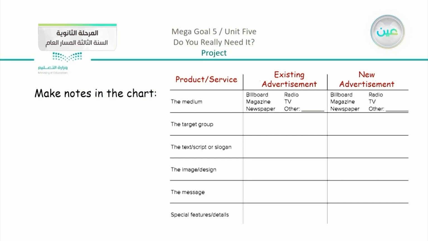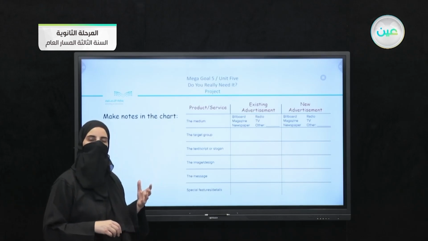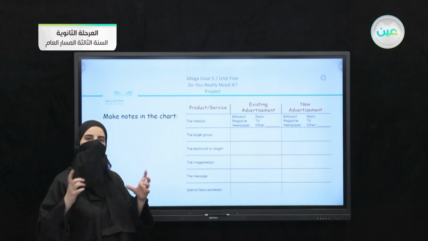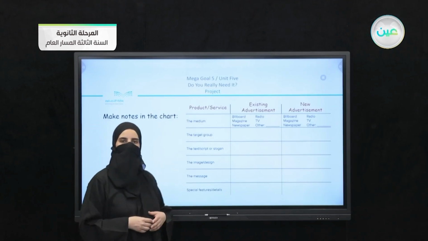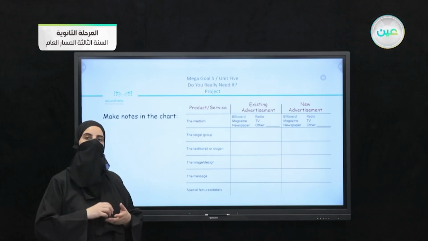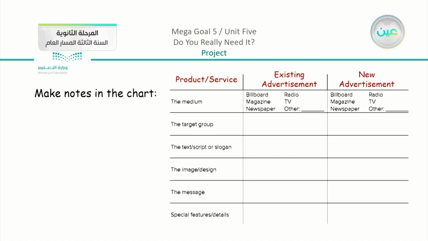The target group: who is it directed to? The text, script, or the slogan. Here you're going to see what is written in general, what is the message that we have. The image or the design. It depends on the product. You are going to write also what are the images or the designs that are used. The message in general, what is the aim here? And we have special features or details if you want to add. Now you are going to fill the first column, which is about the existing advertisement that you have analyzed and talked about together.